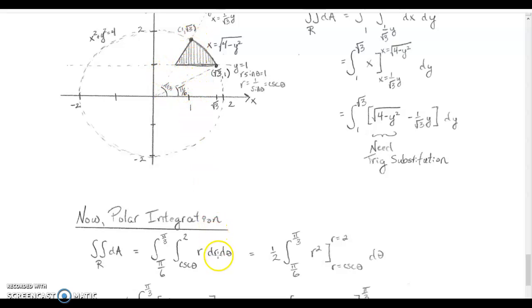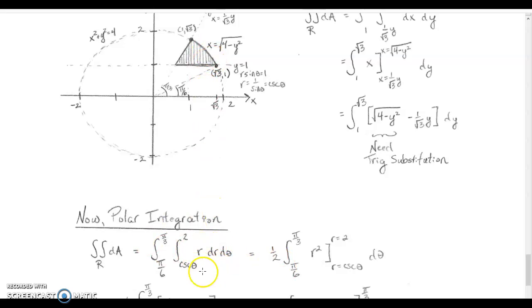And then r ranges from, okay, now this one's not so easy. r is different for all the different values of theta here. It's not going from a constant to a constant. So what is it going from? Well, it's going from this line, which is y equals 1. But what is y equals 1? That's r sine theta equals 1, or r equals 1 over sine theta, which is cosecant theta. So it's going from cosecant theta out to r equals 2.